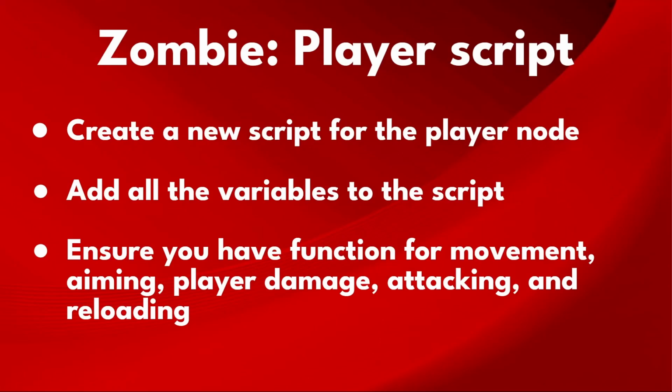In this section, we're going to go ahead and create the player script. We're going to start off and create a new script and attach it to the main player node. We're then going to go ahead and add all the variables to the script. After that, we're going to ensure to have all the functions for movement, aiming, player damage, attacking, and reloading. Now let's go ahead and jump right in.